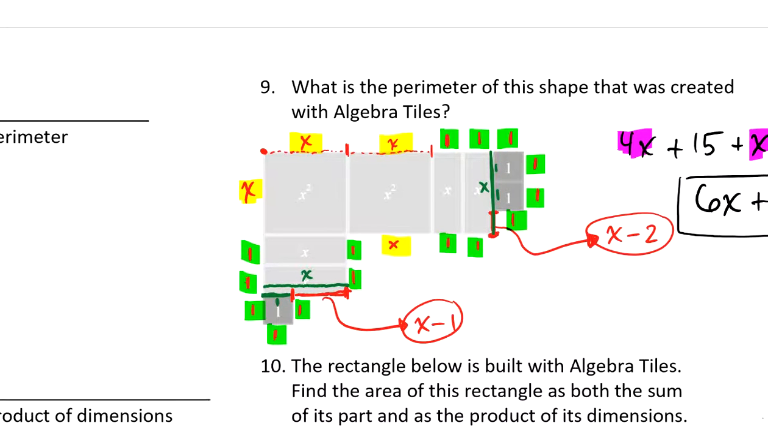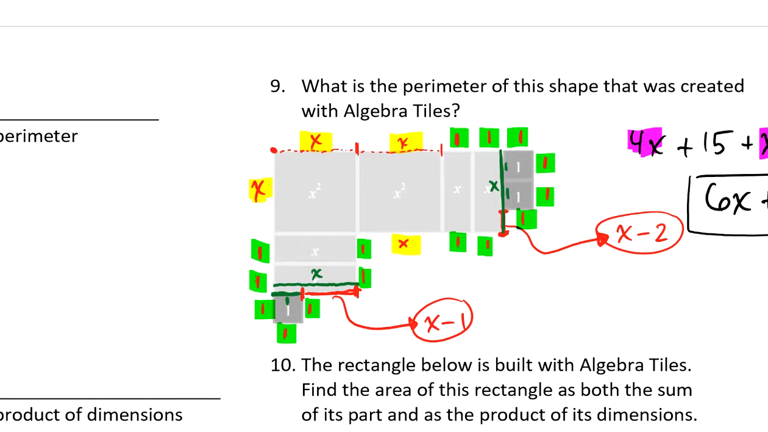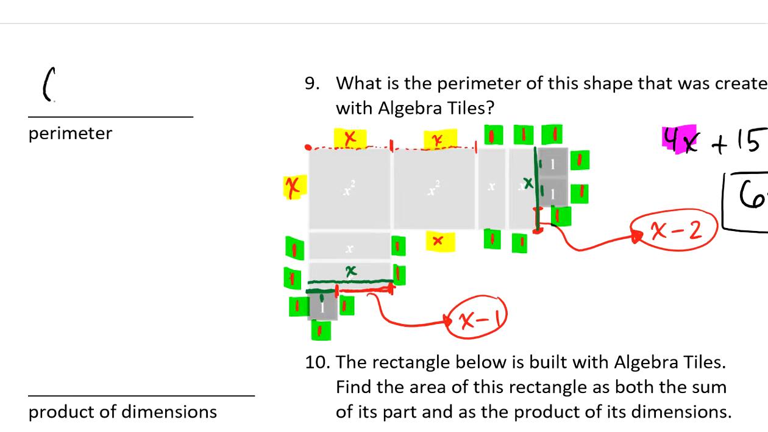And the tricky part is those parts where some of the tiles overlap, and you have to calculate what the special parts are. So 6 times x plus 12 is the perimeter.